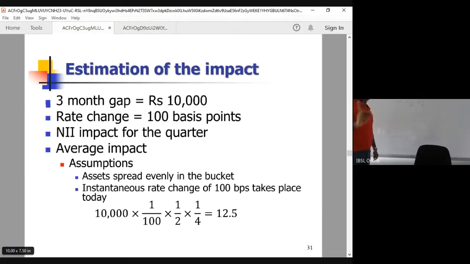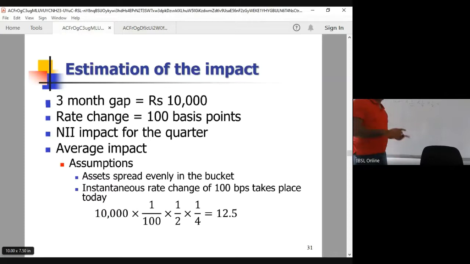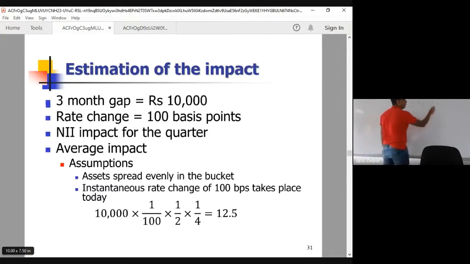And then your question is, why is that half there? The half is there because you are trying to look at what the impact on average is for that quarter. You're not taking a full 3-month period because you might have 1 month, 2 months, 3-month buckets there. You're looking at it on average because you want to get the average impact of the move in 100 basis points, 1%, on this 10,000 gap for that particular period on average. So the answer, when you solve for this equation, becomes 12.5.